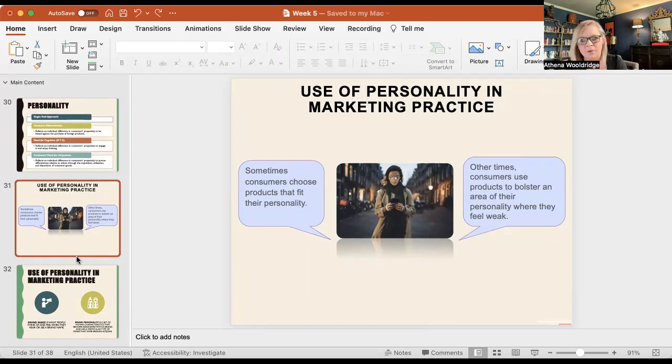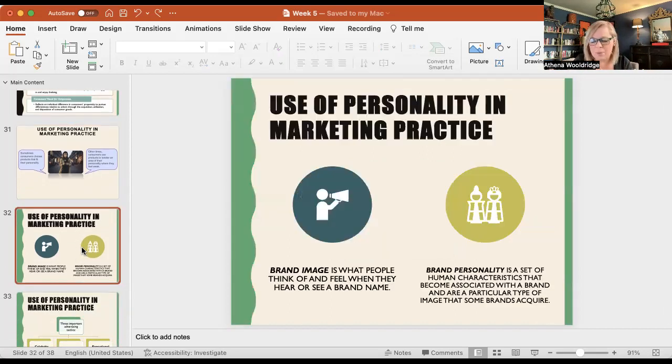I got a new job. I got a new haircut. I'm dating someone new, or whatever it is. And sometimes we use products to bolster that personality that we feel like we're weak in. Maybe I'll wear a bolder color and it makes me feel more outgoing. So there's that sort of consideration as to how people are using it and why they're using it.